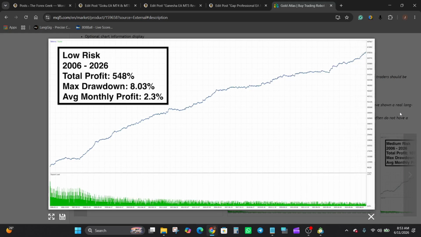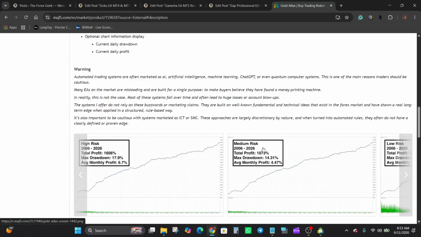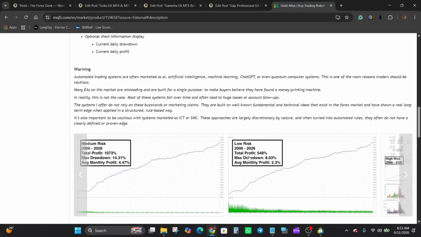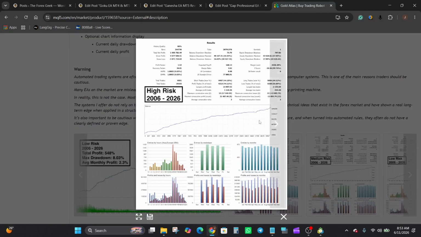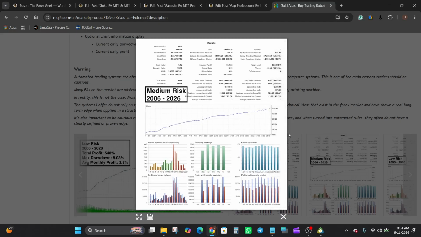All right. Okay, so this was medium risk. Total profit was 1,073%. Max drawdown was 14.31%. Average monthly profit was 4.47%. Same 2006 to 2026. Then as for the low risk, 2006 to 2026, total profit was 548%, max drawdown was 8.03%, and average monthly profit was 2.3%. Right, so we can also see the backtest results for the high risk, the medium risk, and the low risk.